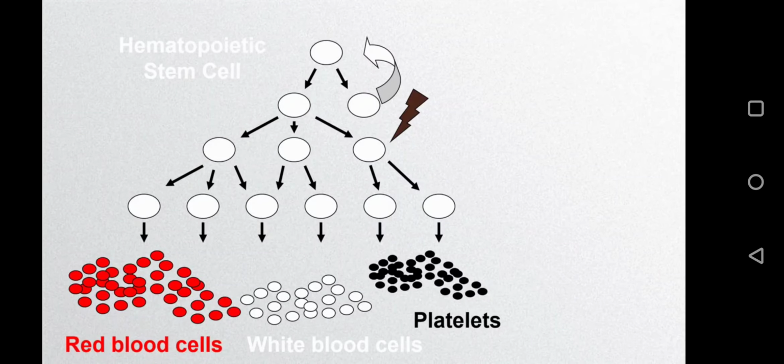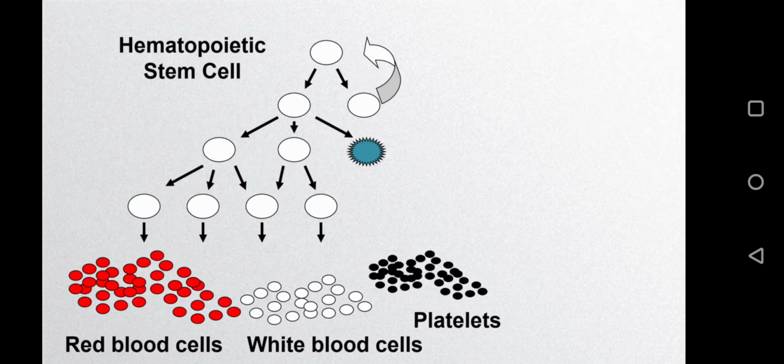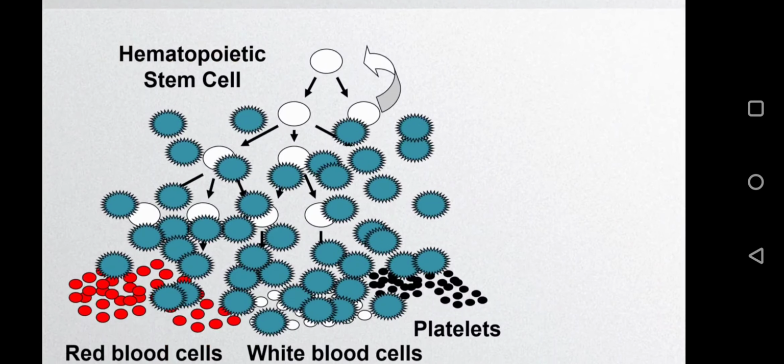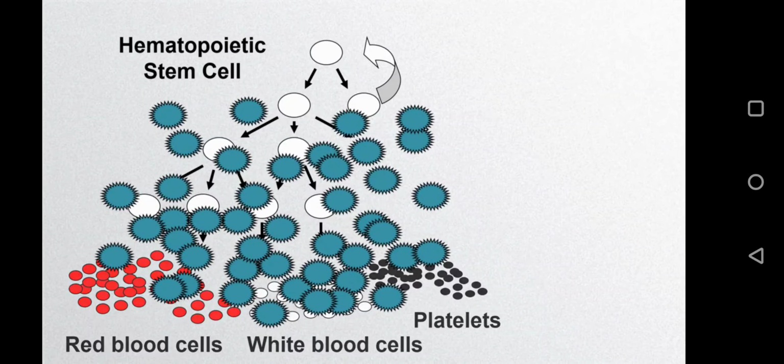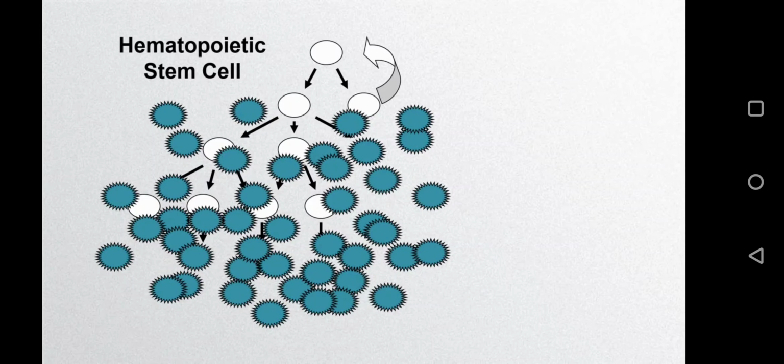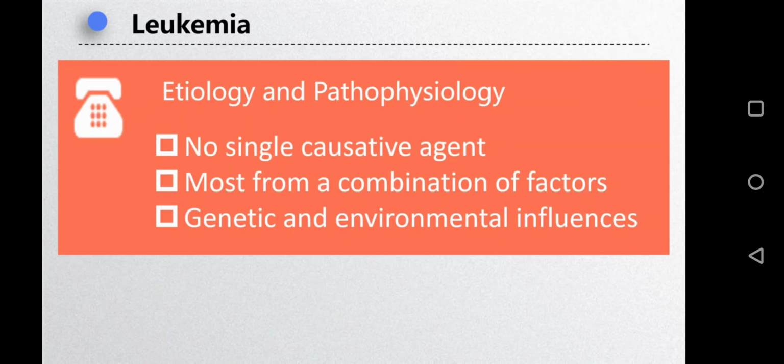So, what stimulates the cell differentiation block? Chemical agents, chemotherapeutic agents, viruses, radiation, immunologic deficiencies. Leukemia. There is no single causative agent of leukemia, most result from a combination of factors, genetic and environmental influences.